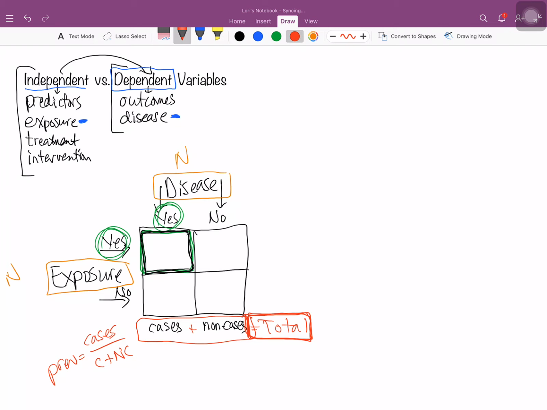Another way of thinking about this particular table is by exposure. Here, if we think of the total at this point, this would be everyone who is exposed.